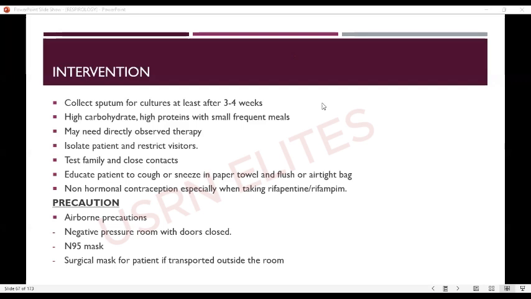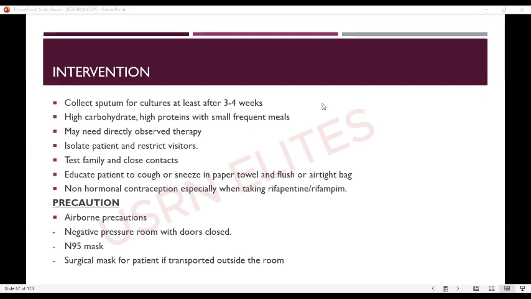Then you educate the patient to cough or sneeze in a paper towel and flush. So if it's a paper towel, let's say a tissue, just as an example, once they spit inside or cough or sneeze, they must flush right away. Okay, and if it is an airtight bag, you seal it and then you discard it. So it's either a paper towel and then you flush, or an airtight bag, then you discard, right?